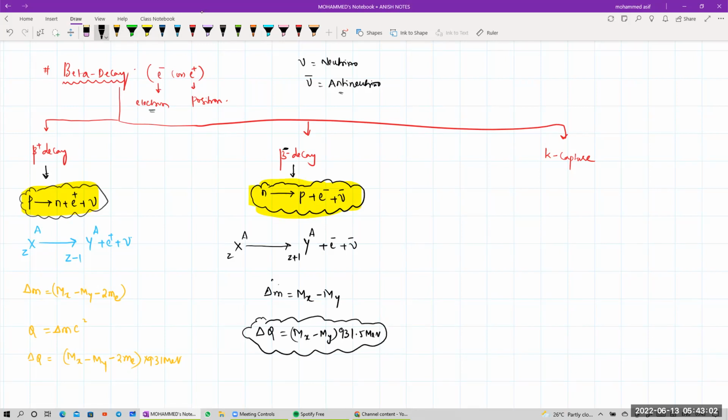Next one is beta minus in the K capture. K capture means the nucleus eating part of itself. That means the nucleus is surrounded by the electron in the K shell. So if this is your atom, in the center there is a nucleus Ze, and it is surrounded by your K shell. And in the K shell there is one electron, e minus.